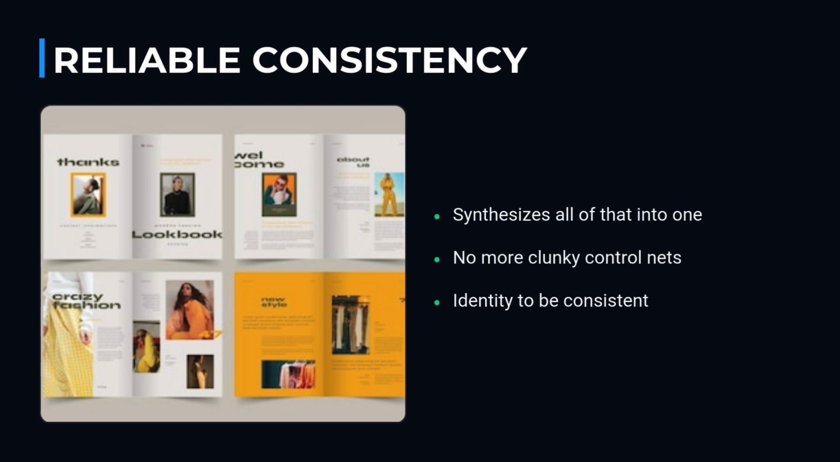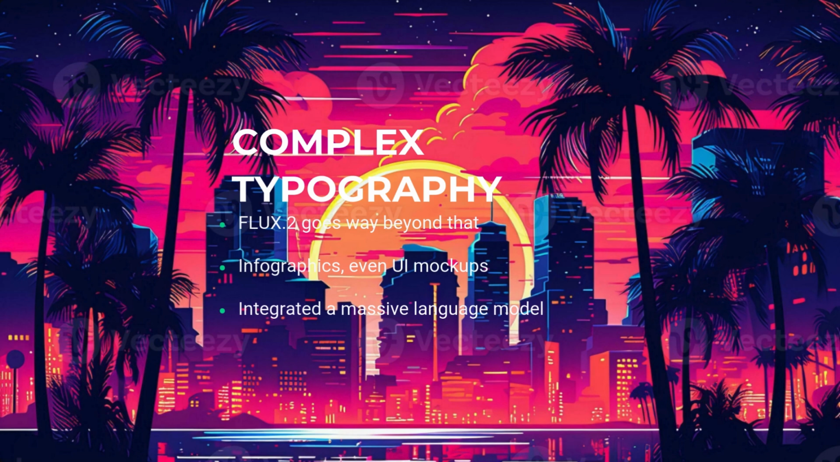The second big thing is the text rendering. Ah, the classic AI problem. Gibberish text on a beautiful image. Yeah, we used to get excited when it could just spell coffee correctly. FLUX.2 goes way beyond that. We're talking complex typography, infographics, even UI mockups. It's legible. That opens up whole new design fields to this stuff.